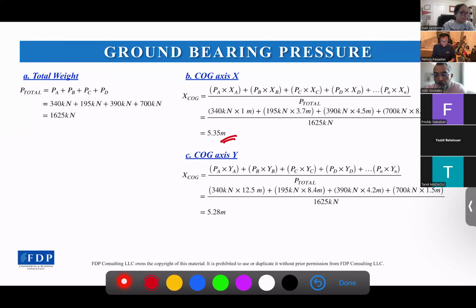And if we want to get the COG in Y direction, we use the same formula, and we input the weight of each item and multiply them with the Y coordinates. That's the difference between the X calculation and Y calculation. It's only the coordinates.